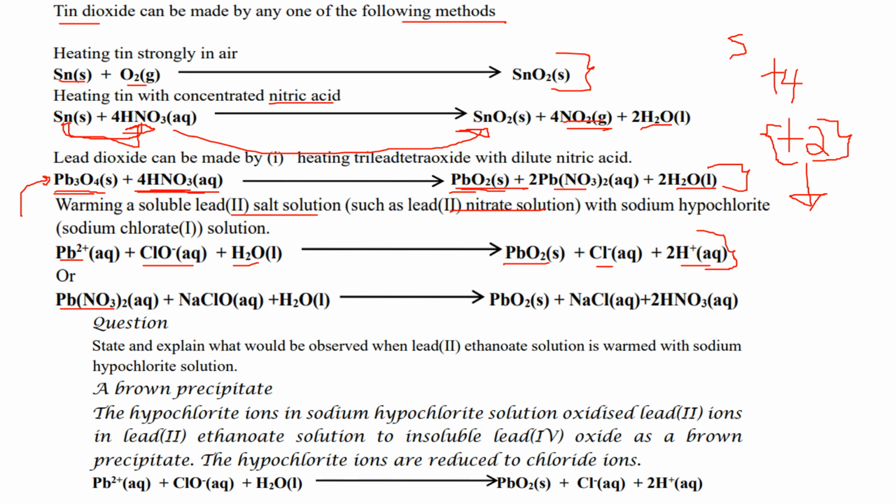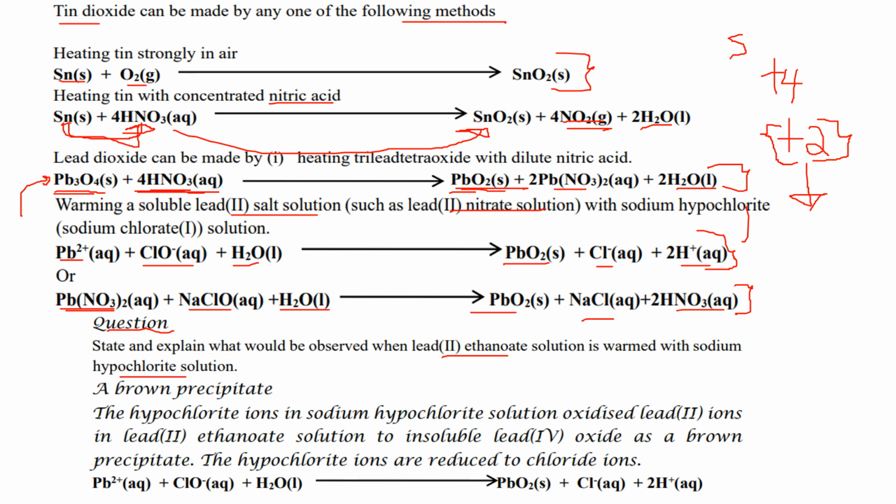So here, for people who don't like the ionic equation, we can present it in terms of the standard equation. So you can write lead 2 nitrate reacting with sodium hypochlorite in presence of water to form lead 4 oxide, sodium chloride, and nitric acid. Now you can have a sample question about that by saying, state and explain what would be observed when lead 2 ethanoate is warmed with sodium hypochlorite solution.